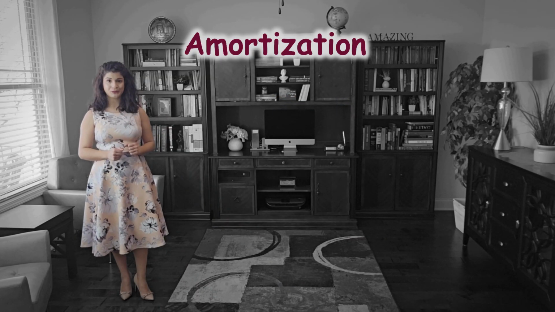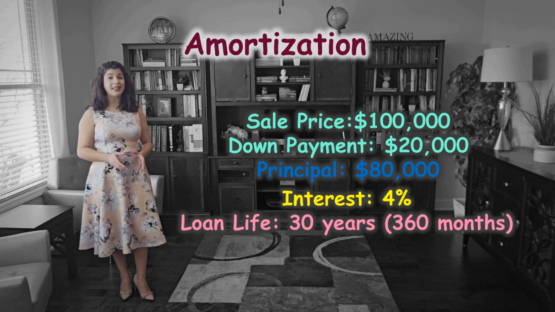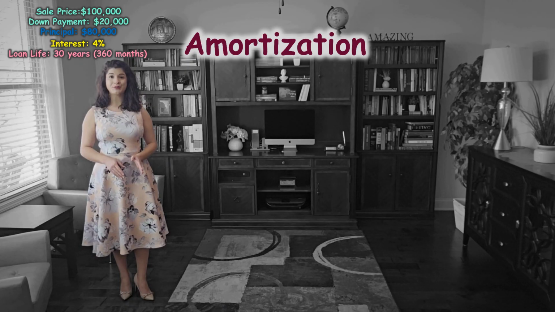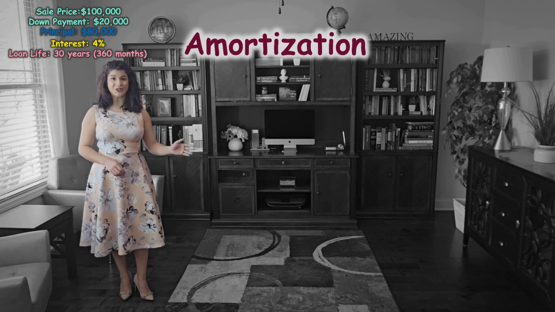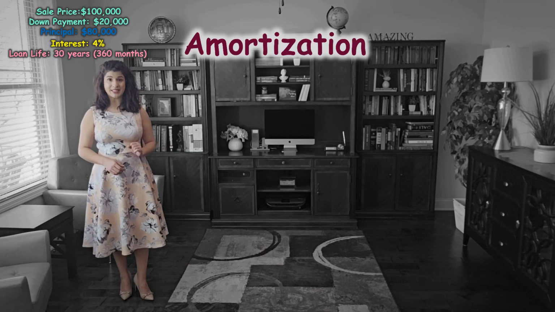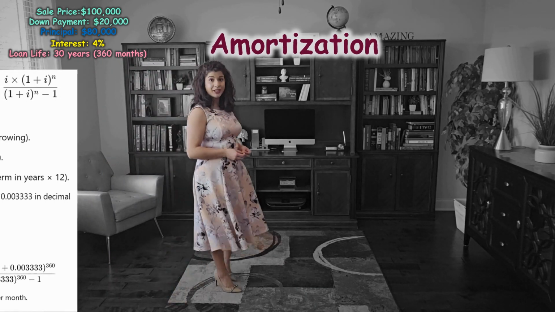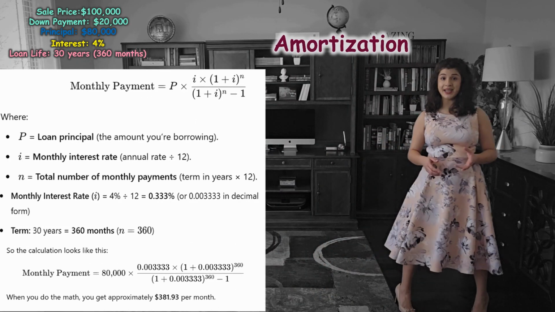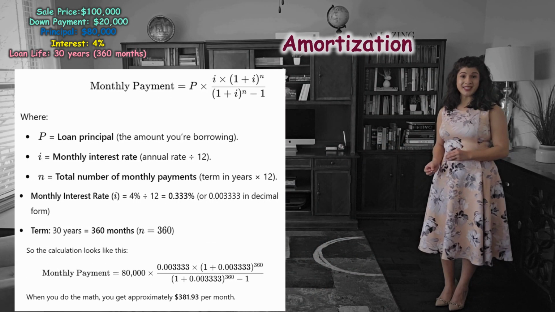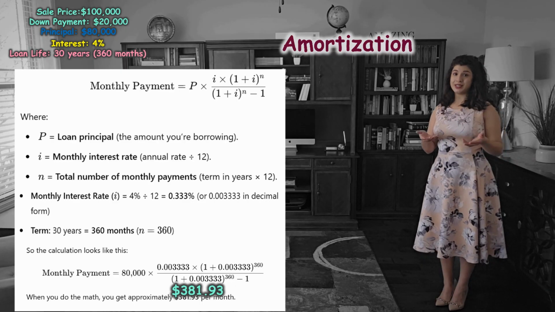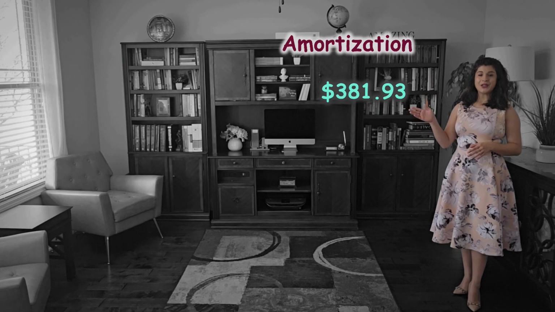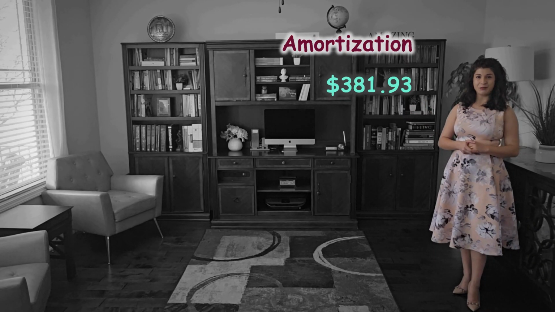Let's have an example. Say I want to purchase a house for $100,000 and I choose a loan that requires 20% down, has a 4% interest rate, and is amortized over 30 years or 360 months. Using a standard mortgage calculator that I really don't want to get you into because I really don't want to give you a headache, my approximate monthly payment, which is principal plus interest, would be around $381.93.